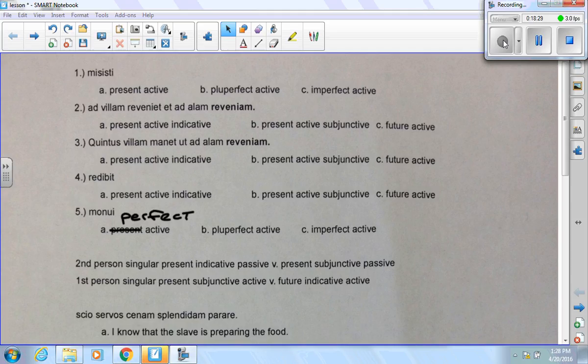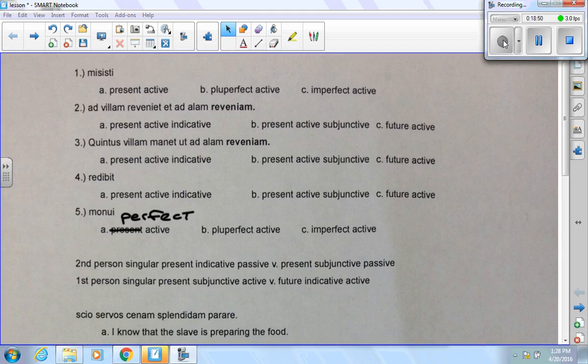So the difference in those two, as far as their construction, they look the same. However, they're used in different ways. The first one is future, number 2 is future, and number 3 is subjunctive because it's part of the purpose clause. Number 4, bi signifies the future. Number 5, that's perfect as well.